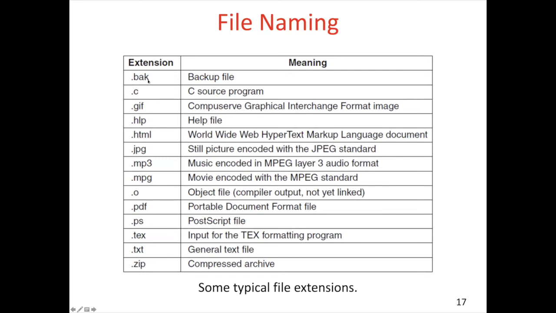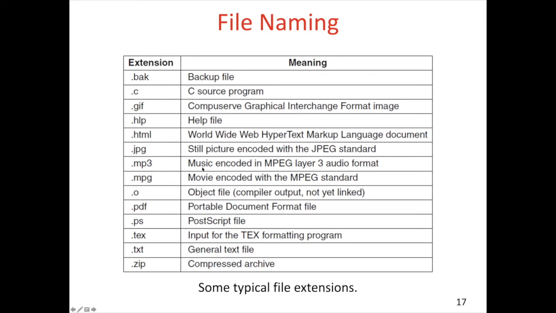.bak is the extension for a backup file. .c is for a C source program. .gif is a Graphical Interchange Format image. .hlp is for help files. .html stands for World Wide Web Hypertext Markup Language document. .jpg is a still picture encoded with the JPEG standard.